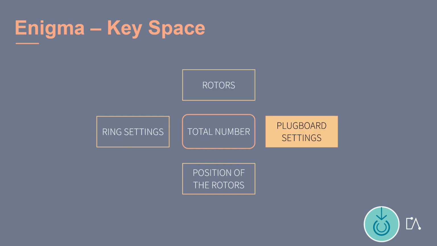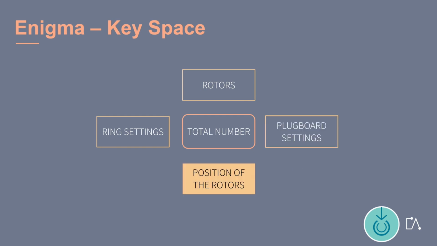The total number of possibilities caused by the plugboard can be computed using the Gauss formula. Since from August 1939 onwards, exactly 10 plugs had to be placed, we have more than 150 trillion possibilities.